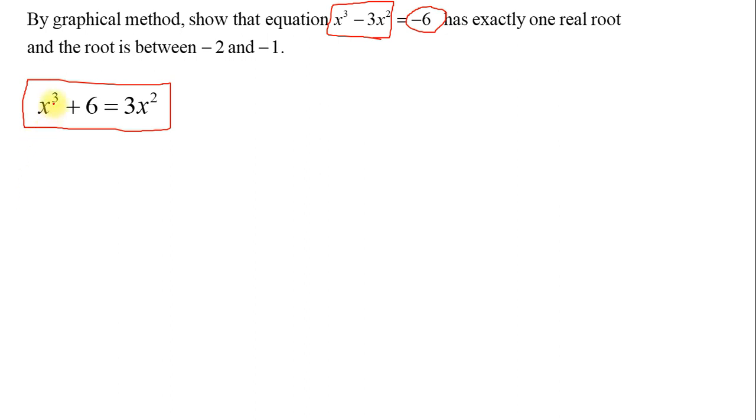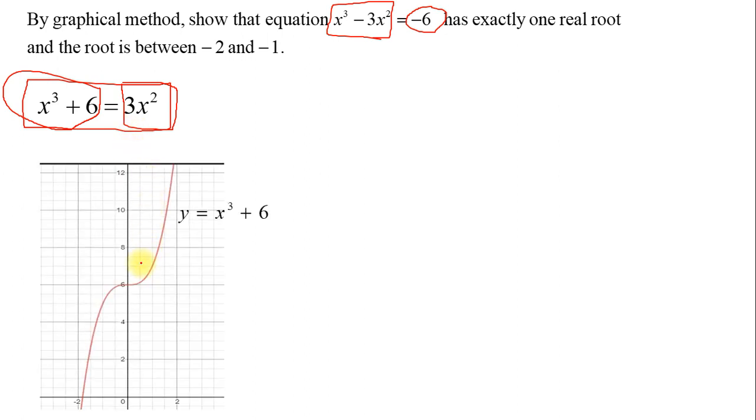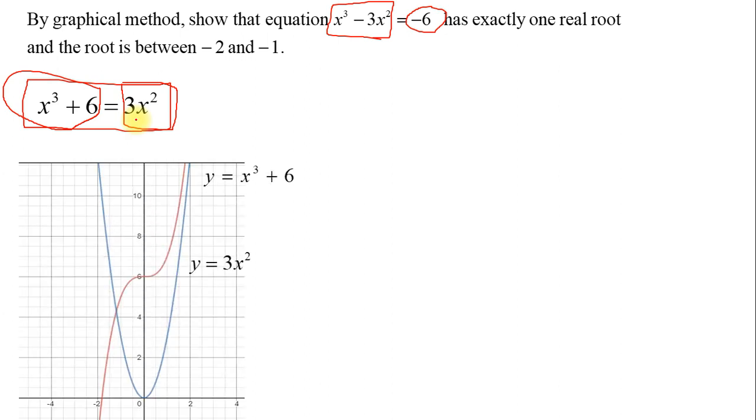Now you see that x cubed plus 6. I will bring this -6 over here, and a -3x over there. So I need to draw this graph, x cubed plus 6, which is easier to draw, and another graph, quadratic graph 3x squared, right? So the first graph, now you can sketch the graph. It's quite easy. And then the second graph, y equals 3x squared, which is a quadratic graph. Get this, the blue color.